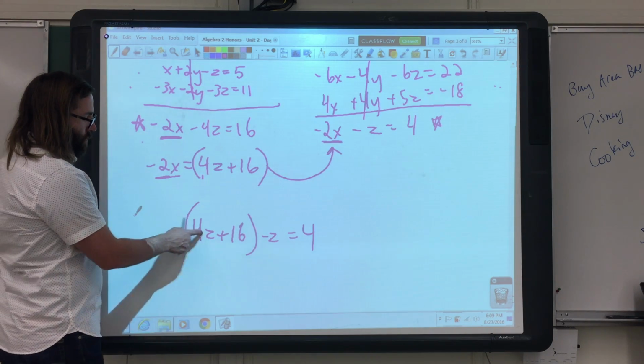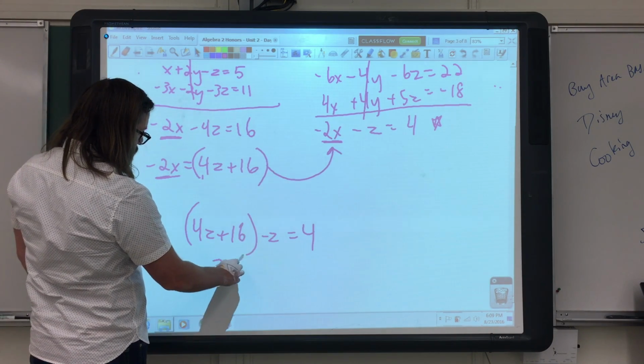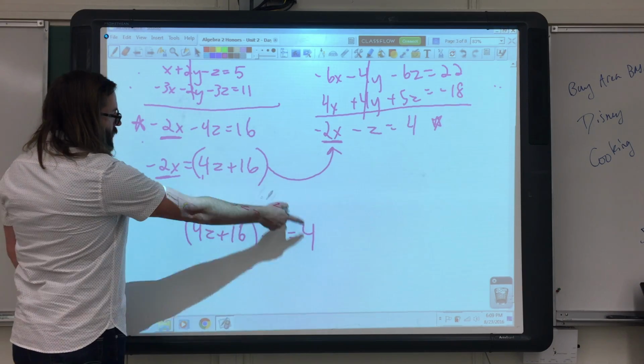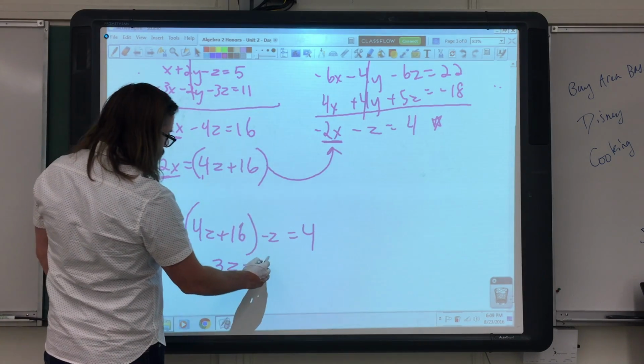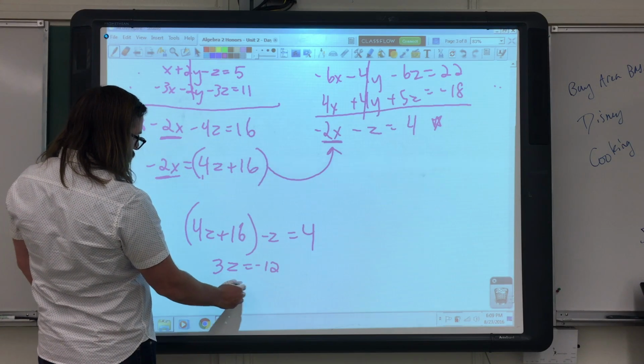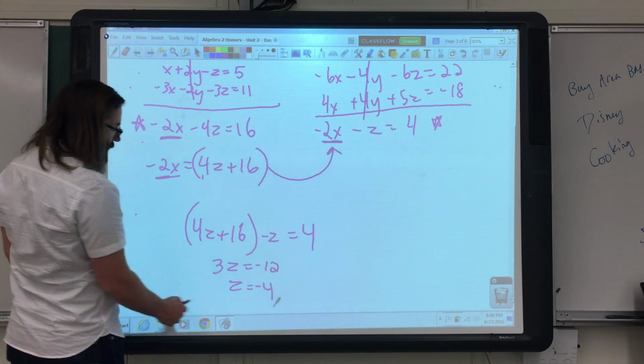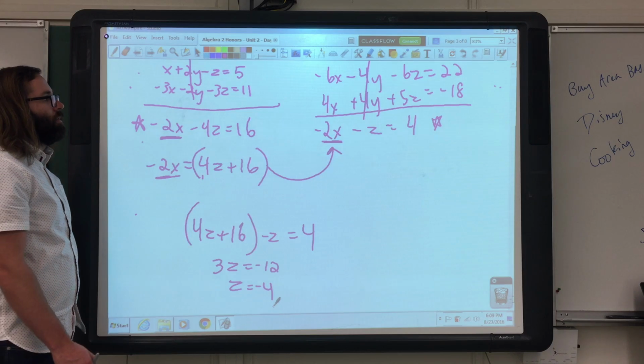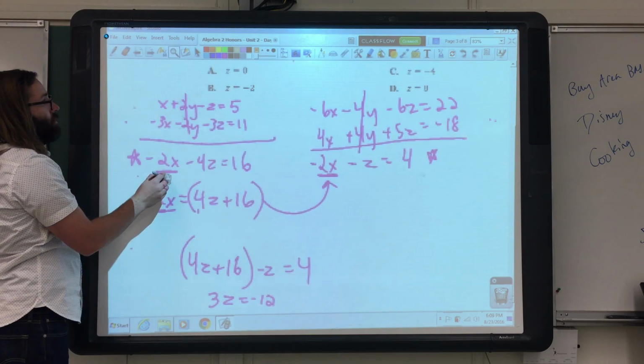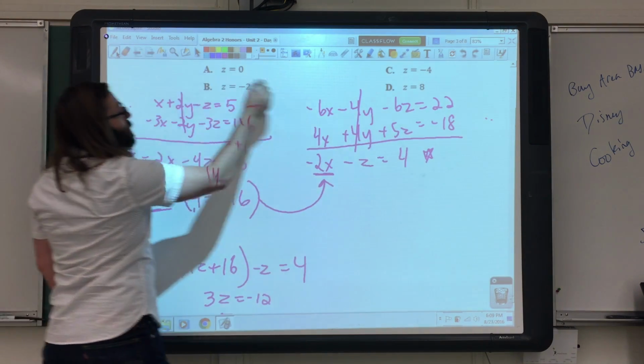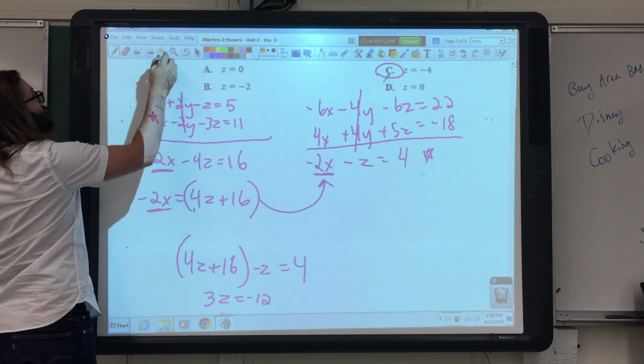So we go through and solve. 4z minus z is 3z. Move the 16 over. 4 minus 16 gives you negative 12. And z is negative 4, which I think is C.